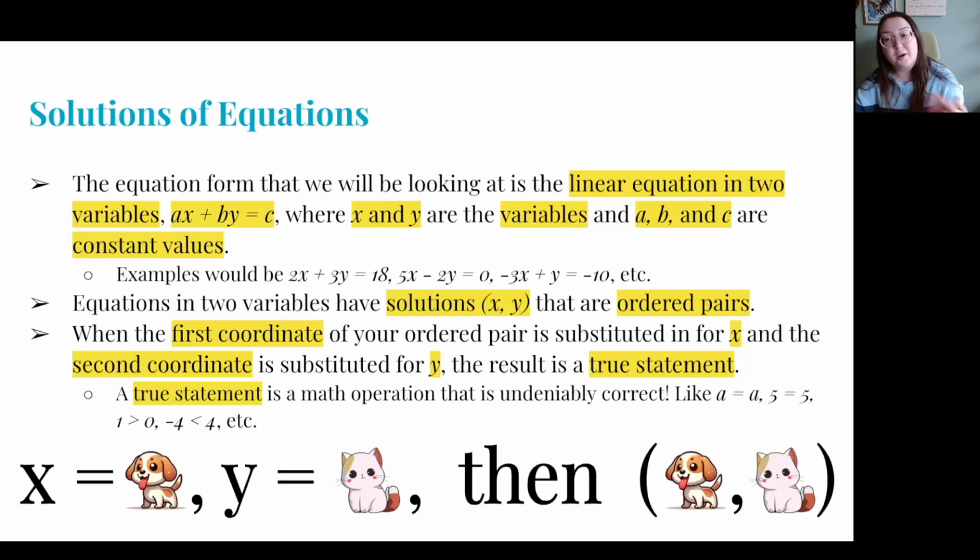So for our ordered pairs here, we have a little bit of a silly example. We say like x is a puppy, y is a kitten. Then your answer would be puppy comma kitten with parentheses. So the ordered pair. So if you figure out that x is 1 and y is 2, your answer would be 1 comma 2 when it comes to solutions of equations in two variables. So that's how you can figure out solutions of equations.